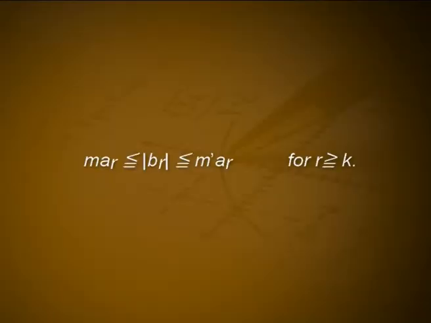For a numeric function A, let theta A denote the set of all numeric functions B such that there exist positive constants m, m dash and k with mAr less than or equal to mod Br less than or equal to m dash Ar for r greater than or equal to k. In other words, if B is in theta A, then B grows at the same rate as A.